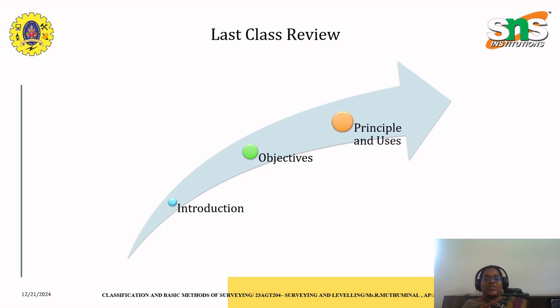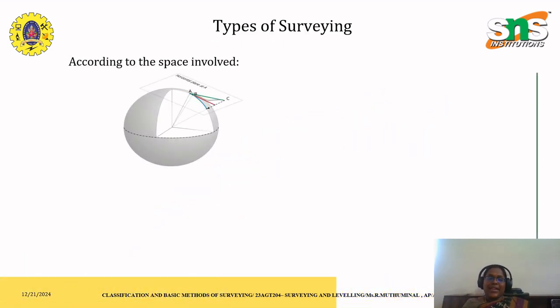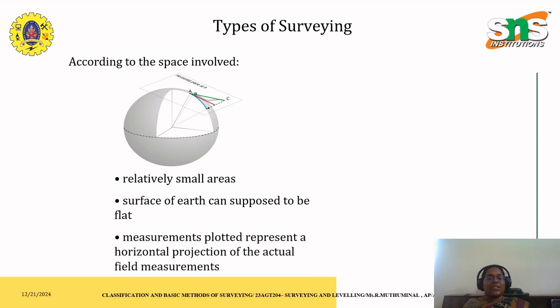The main objective of surveying is to prepare a plan and a map. And the main principle of surveying is to split the whole area into parts and also to fix two new points. So here the surveying could be mainly classified into two types. The first one is plane surveying. According to the space involved, this kind of surveying is relatively suitable for a small area, and the surface of the earth can be supposed to be flat.